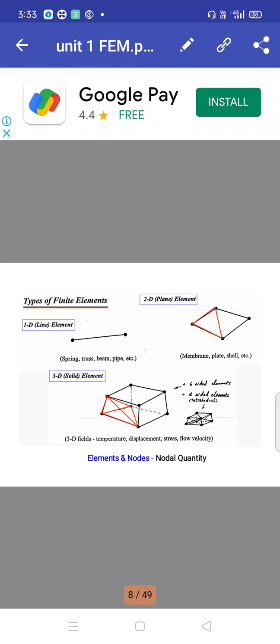First one, 1D, or we can simply say the 1D line element. A line element is simply specified by a line. It has two ends, and the ends may be specified technically as nodes. Since the line has two nodes, we call it a one dimensional element or link, whatever it may be.